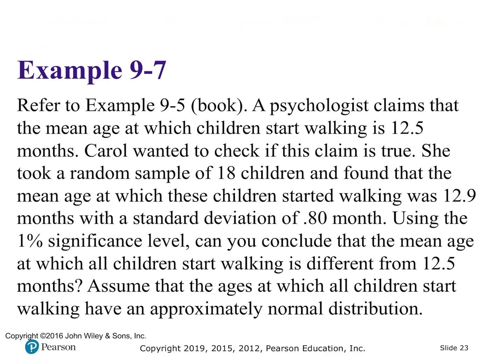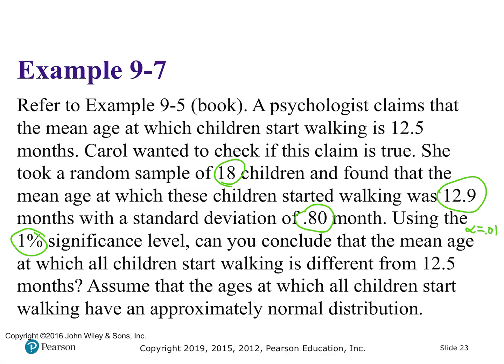A psychologist claims that the mean age at which children start walking is 12 and a half months. She wants to check on this. She takes a random sample of only 18 children and finds the mean age at which these children start walking is 12.9 months. That doesn't sound like very much, just a few days. The standard deviation is pretty tight, but not super tight. Now we're down to only a 1% significance level, alpha 0.01.